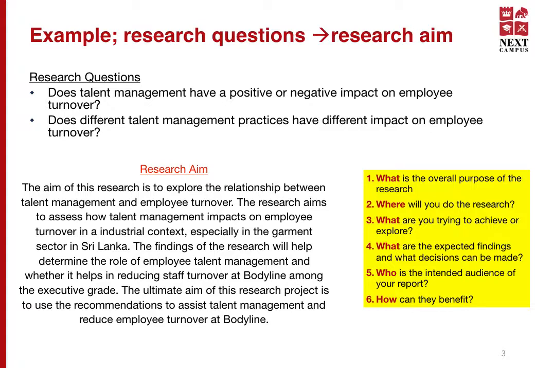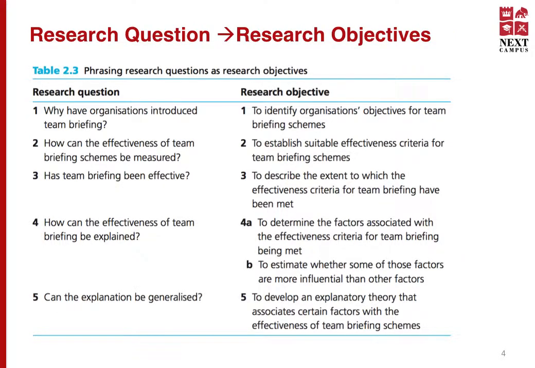Okay, now you saw what the research aim is. Now let's look at the research objectives. When we look at research objectives, again the starting point is the research question. Now there are a few examples here where the research question has been converted to a research objective. If you look at the research questions, they are framed as a question with a question mark, but objectives generally start with the word 'to', because the objectives are to achieve something.